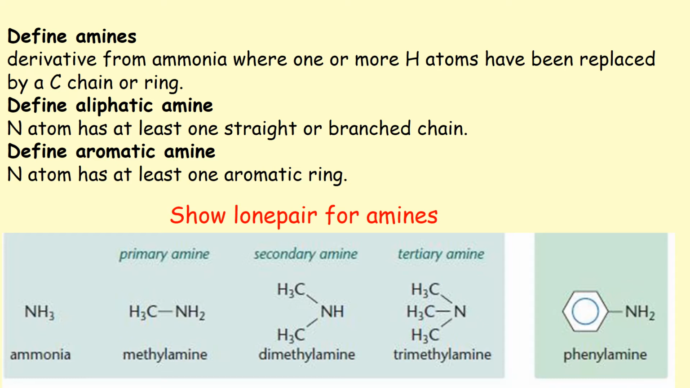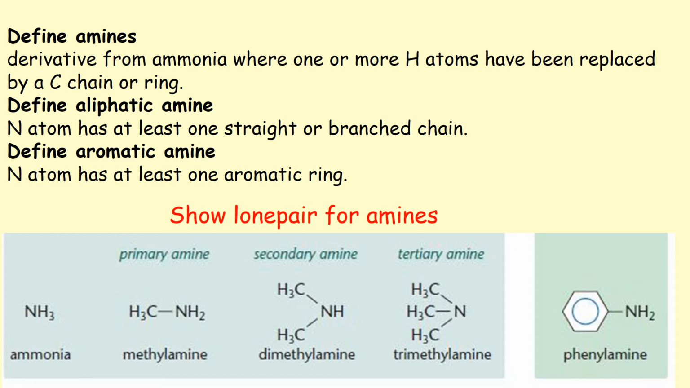So define aliphatic amine. This is when the nitrogen atom has at least one straight or branched chain, alkyl chain. And an aromatic amine is when the nitrogen atom has at least one aromatic ring.